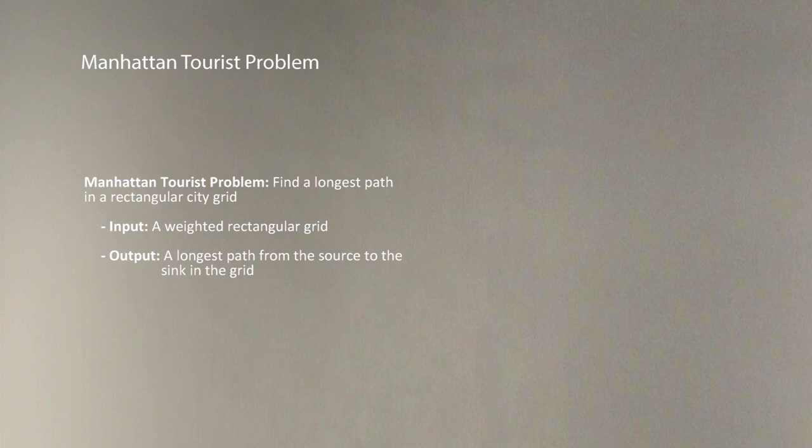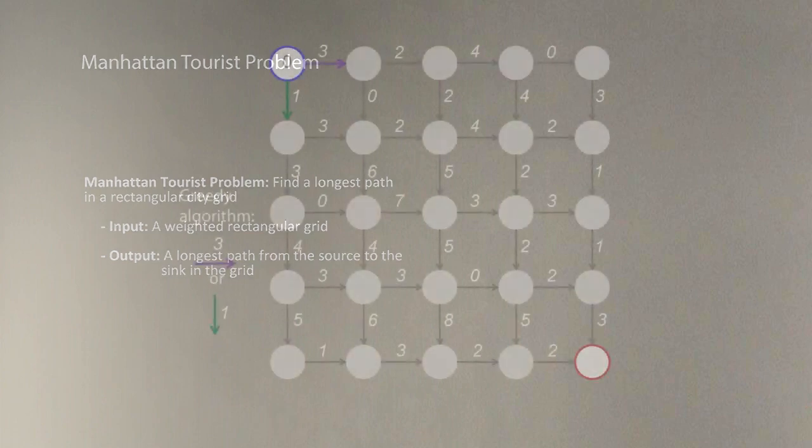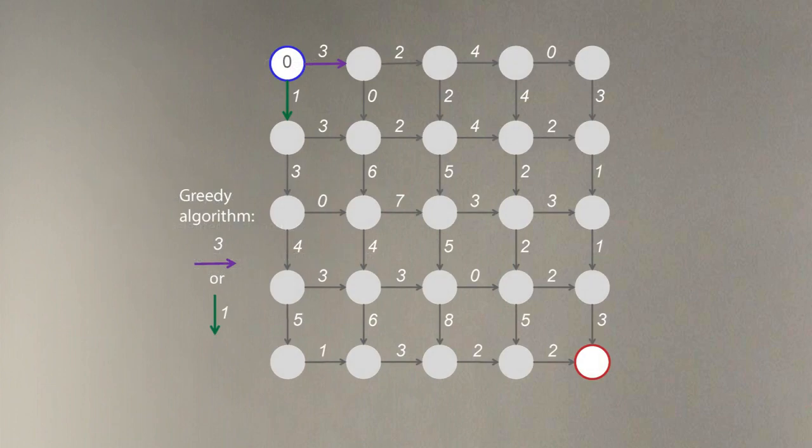The input is a weighted rectangular grid, and the output is a longest path from the source vertex, the vertex shown by blue, to the sink vertex, the vertex shown by red in this grid. So what should we do? The simplest thing that comes to mind is to explore a greedy strategy. For example, we are in the very beginning. We can either move east or move south. If we move east, we will visit 3 attractions immediately. If we move south, we'll visit only 1. It makes sense to move east.